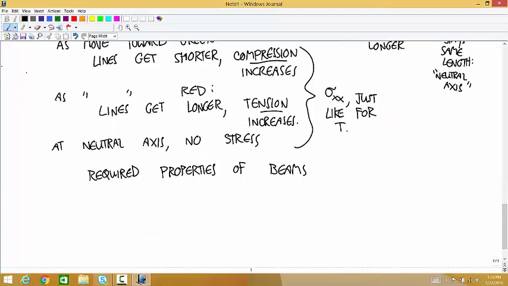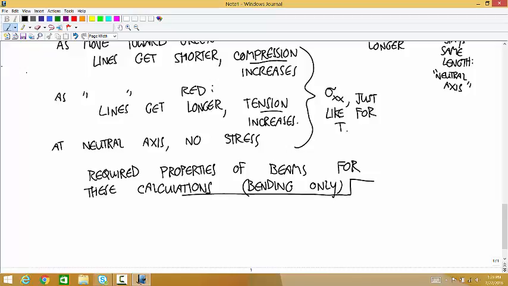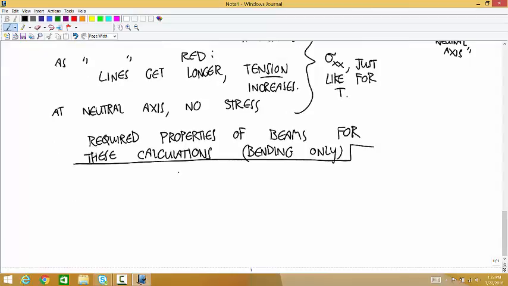Okay, so required properties of beams for these calculations. And this is just for bending. This isn't true for the other types of internal loads. Only if you're going to use this approach for stress due to bending. So here is the column of things that we can do, and here's the column of things that we can't do.